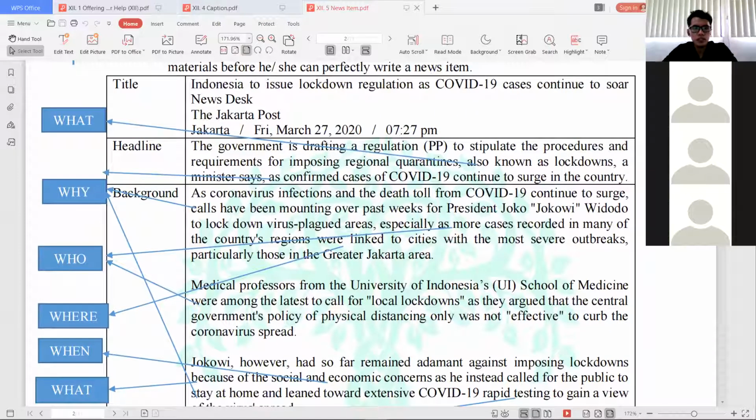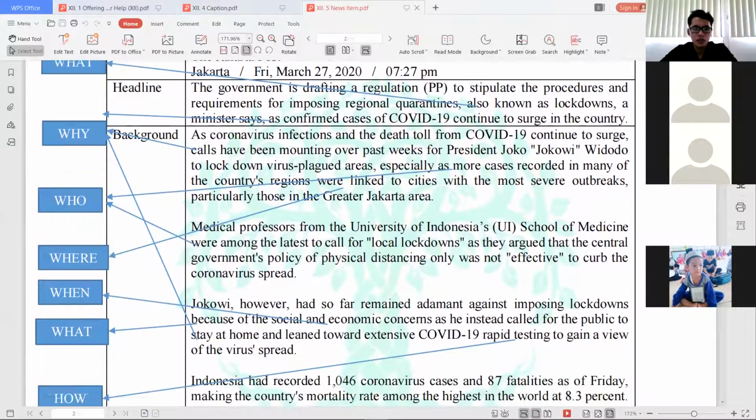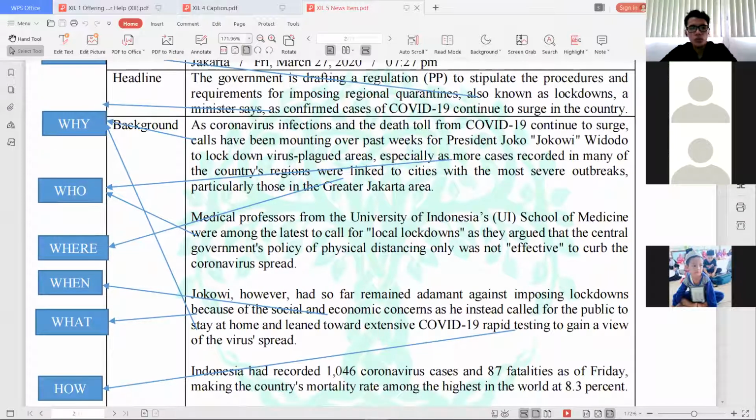The title: Indonesia issues lockdown regulation as COVID-19 cases continue to soar, new deaths. The Jakarta Post, Jakarta, Friday, March 27, 2020, 7:27 p.m. The government is drafting a regulation to stipulate the procedures and requirements for imposing regional quarantines, also known as lockdowns, as confirmed cases of COVID-19 continue to surge in the country. That is the headline because it covers what happened. After that, the background. You see the why, the who, the where, the when, and what.